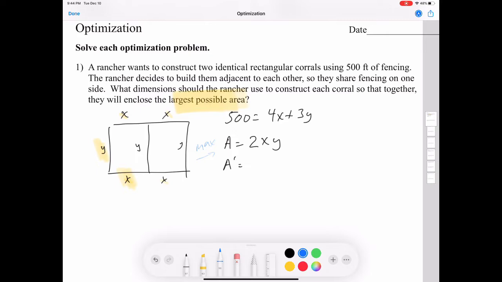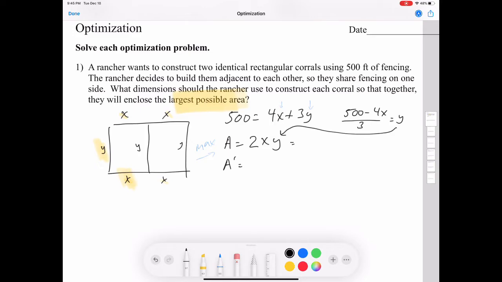So we're going to go ahead and get rid of one of these variables. And looking here, we can either solve for x or y. It really doesn't matter in this case, because once we solve for one, we can solve for the other. So I'm going to go ahead and solve for y. So we're going to say (500 minus 4x) all over 3 is equal to y. Okay? And then I'm going to plug this y into this problem here.